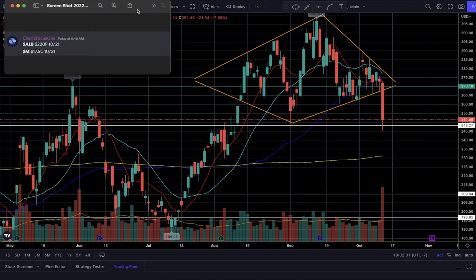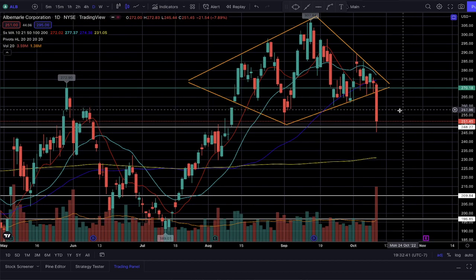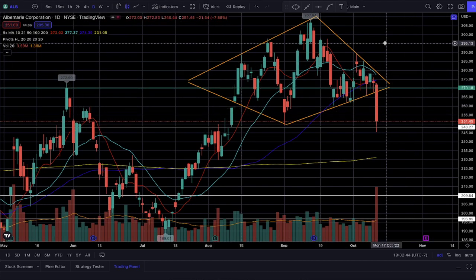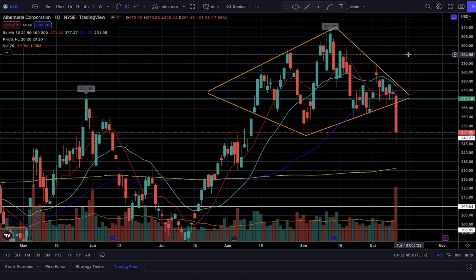So I got the ALB $220 strike puts that expire next week, October 21st. These contracts, as you already saw on the screenshot, were sent in at 6:46 a.m., 16 minutes after market open.